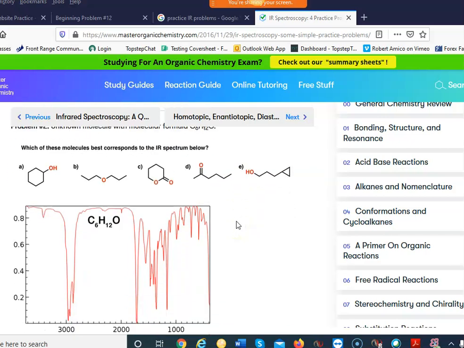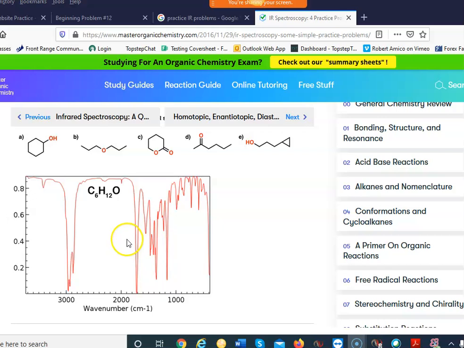Here's another one. I'm going to give you guys a few minutes to see if you can figure out what the molecule is. All right, so you definitely have aliphatics. There's no aromatic. And then this peak right here is a little above 1,700. So it's a pretty big peak. Carbonyl peaks usually are very large like that.